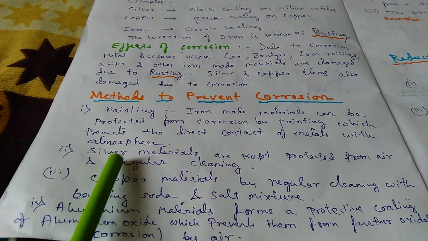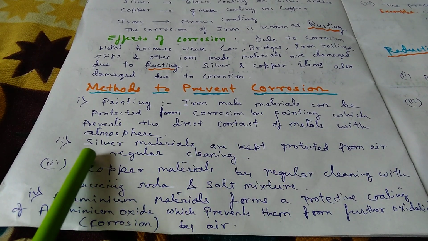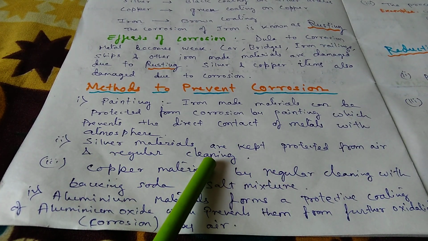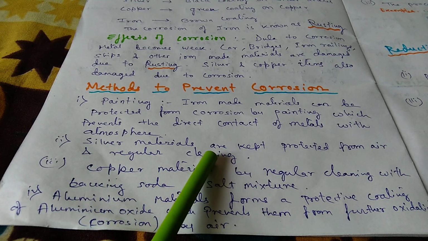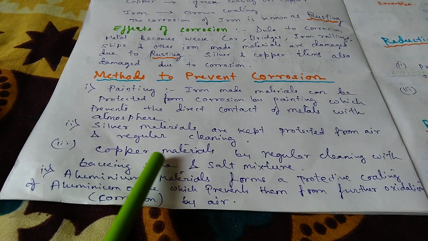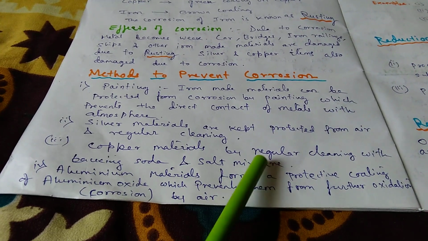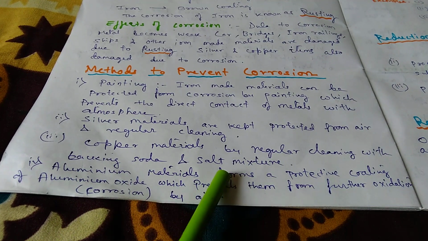The second case is silver materials. Silver materials are kept protected from air and by regular cleaning. Regular cleaning keeps silver materials protected from corrosion. The third is copper. Copper materials are also protected by regular cleaning with baking soda and salt mixture.